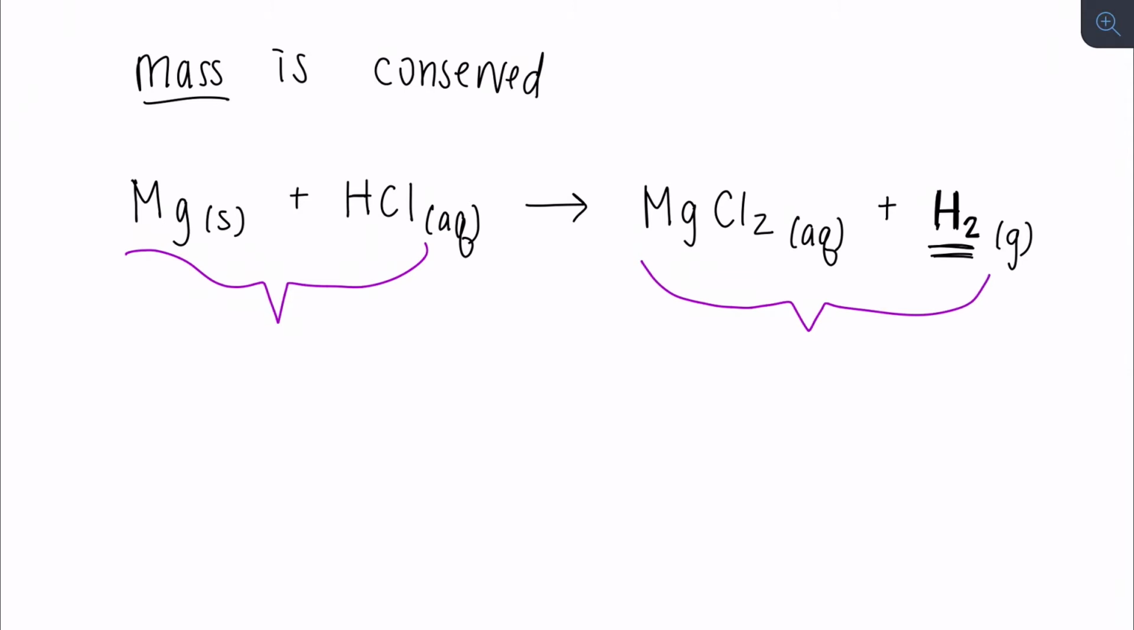So 1 magnesium weighs 24 grams. 1 hydrogen weighs 1 gram. And 1 chlorine weighs 35 grams. If we add all that up together, we get 60 grams. And then we can do the same on the other side. If we have properly represented our chemical reaction here in our chemical equation, then the mass on the product side should also be 60. That's how we know mass has been conserved.